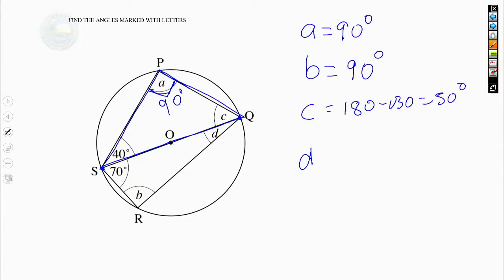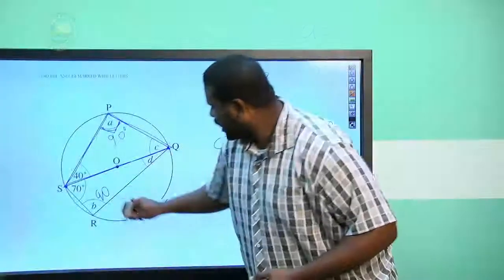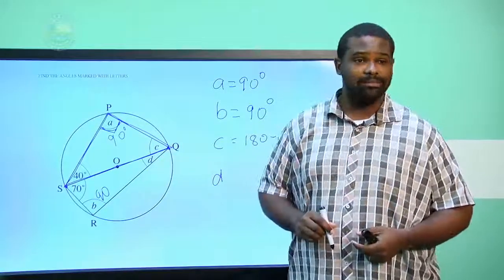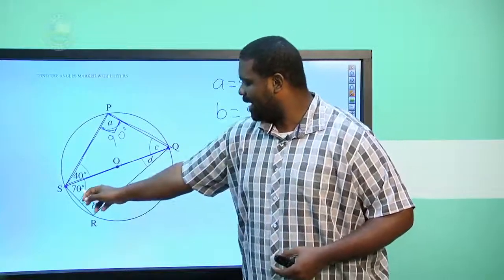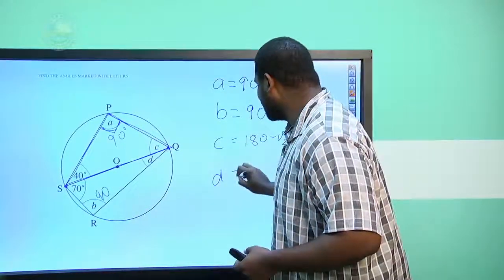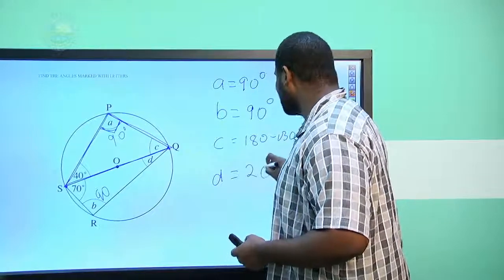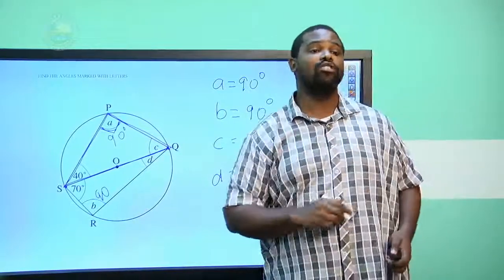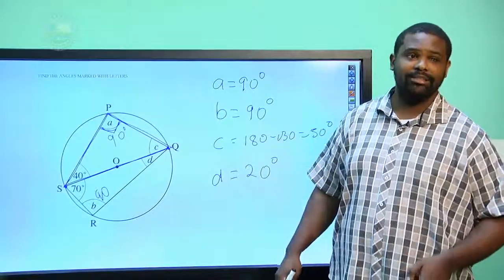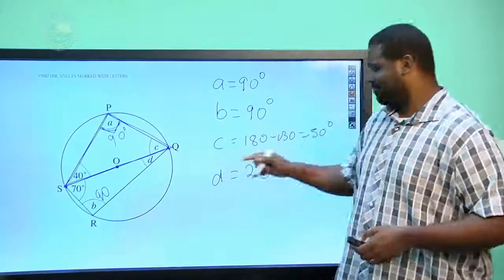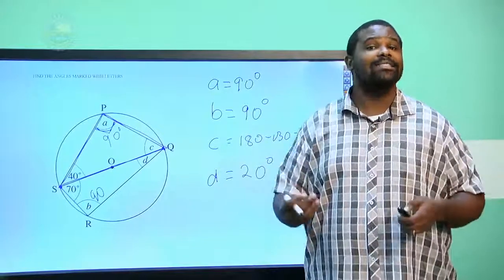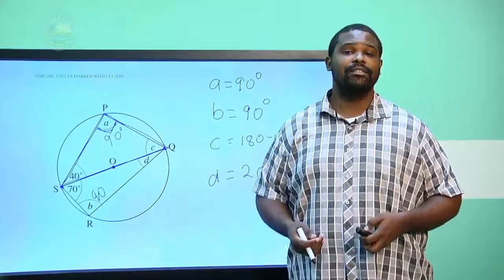Similarly, here is 90, and this SQR is also a right angle triangle. So if here is 90 and here is 70, it means that D must be equal to 20 degrees for the sum of the interior angles to be 180 degrees. If you don't believe me, I want you to try and work it out for yourself. You'll see that the answer is going to be 20 degrees.